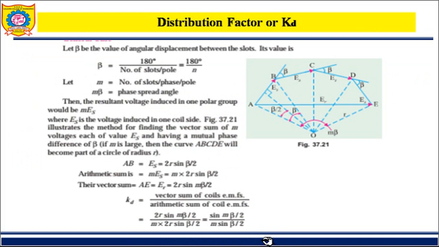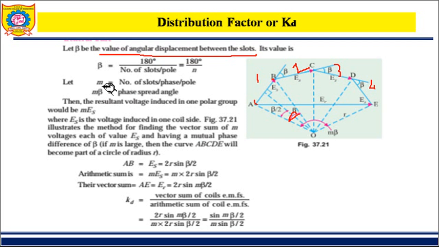Similarly, we are going towards distributed winding. Already you know in distributed winding, this is phasor 1, to this it is 2, this is 3, and this is 4. So the angle in between these two is beta, where beta is the value of angular displacement between the slots. So beta is defined as 180 degrees divided by the number of slots per pole, which is taken as n.